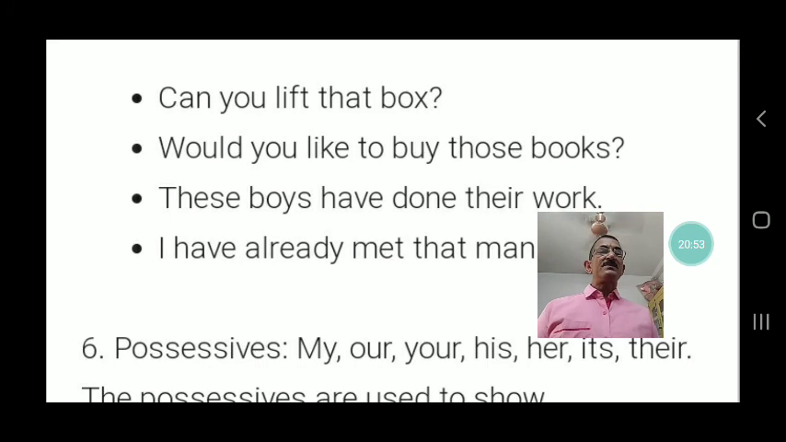These boys have done the work. Here, the boys are at hand. I've already met that man. Man is singular, so that is used.